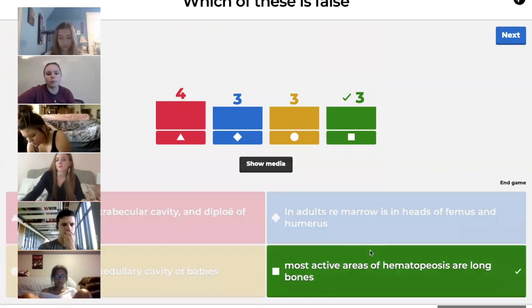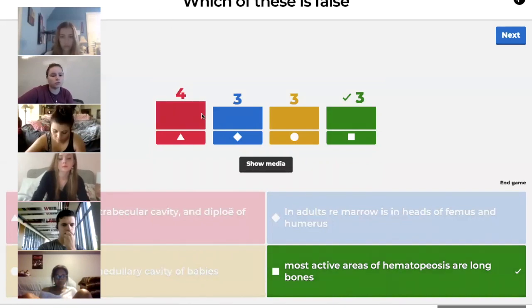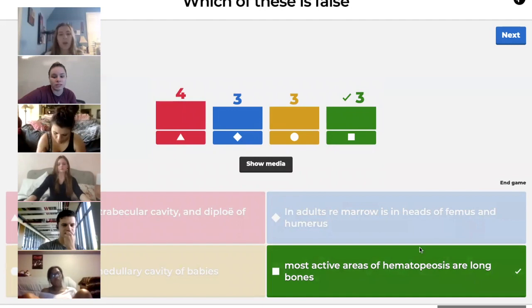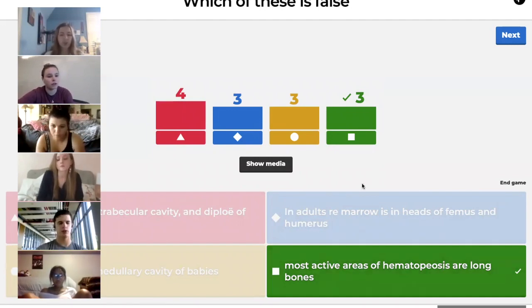Okay, so the most active areas in hematopoiesis are not in long bones, actually, it's in your short, flat, and irregular bones, and in that diploe, or whatever the heck you want to call it, is where our most active area of hematopoiesis is. I spelled that wrong. What is hematopoiesis? Blood formation. Yeah, this is where we make our blood.